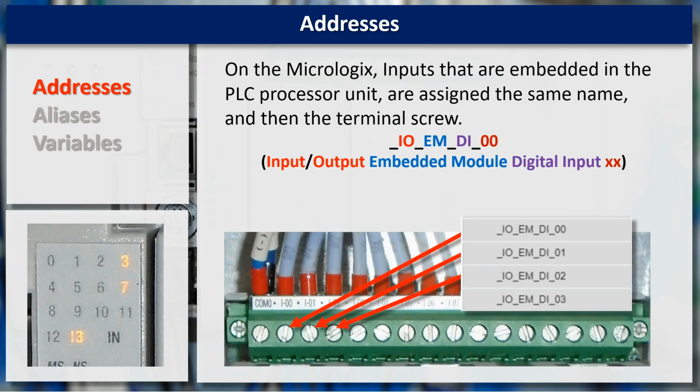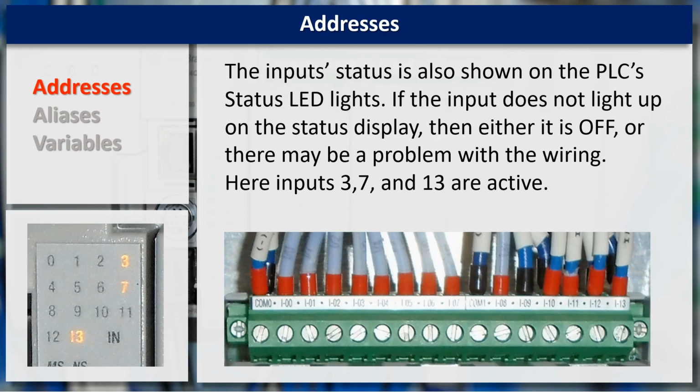On the MicroLogix, inputs that are embedded in the PLC processor unit are assigned the same name and then the terminal screw: _IO, _EM, _DI, _00, which translates to input-output, embedded module, digital input, followed by the actual terminal screw number. The input's status is also shown on the PLC's status LED lights. If the input does not light up on the status display, then either it's off or there may be a problem with the wiring. Here, inputs 3, 7, and 13 are active.